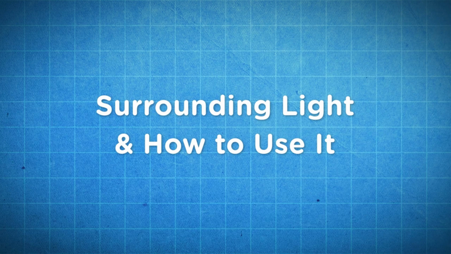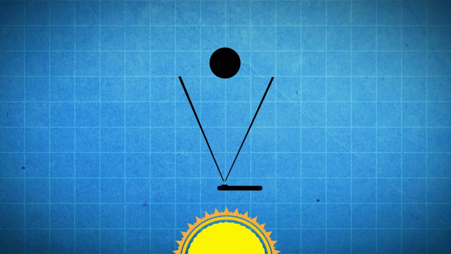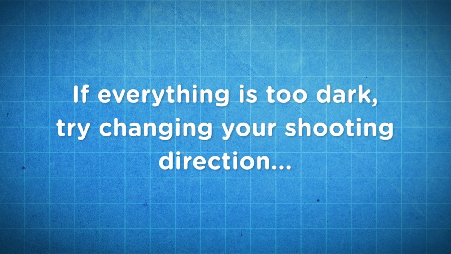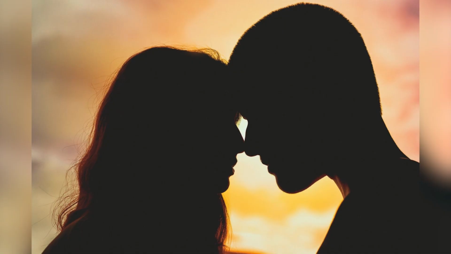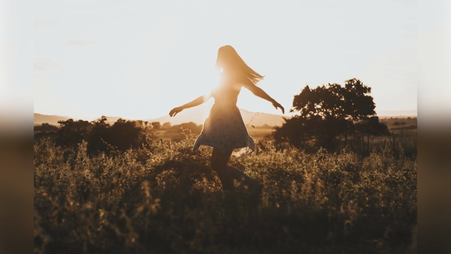Surrounding light and how to use it. Surrounding light, whether it be natural light from the sun or simply a street lamp, can be your best friend or your worst enemy, depending on your direction. This seems kind of obvious, but most people don't realize it. Shooting in the same direction that the light is traveling can brighten up your entire subject and the scene. So if everything is too dark, you should try changing your shooting direction to match the direction of the light source. On the contrary, shooting into the light can create a really nice silhouette if positioned properly and exposed properly.